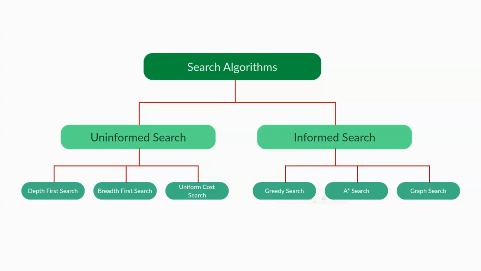Uninformed search is called blind search. Those algorithms do not use any information about the goal when searching. They explore the problem space without any sense of direction toward the goal. Examples include BFS, breadth first search, or DFS, depth first search.